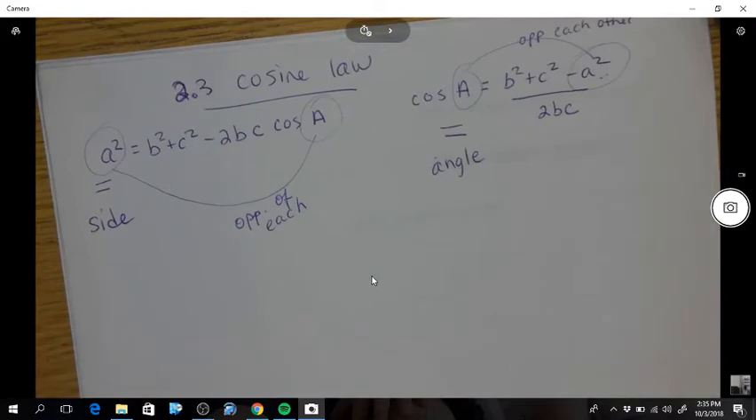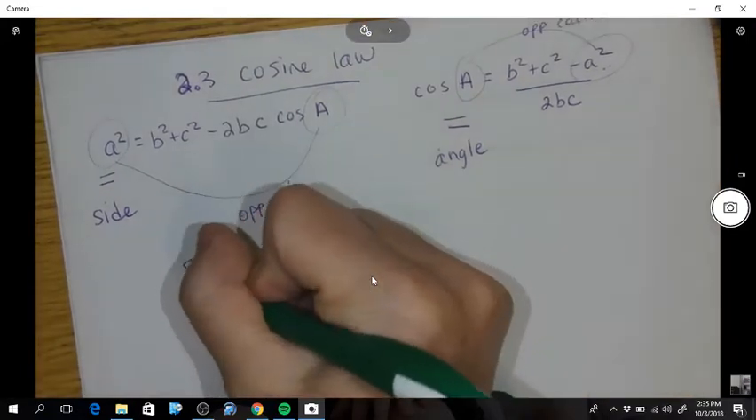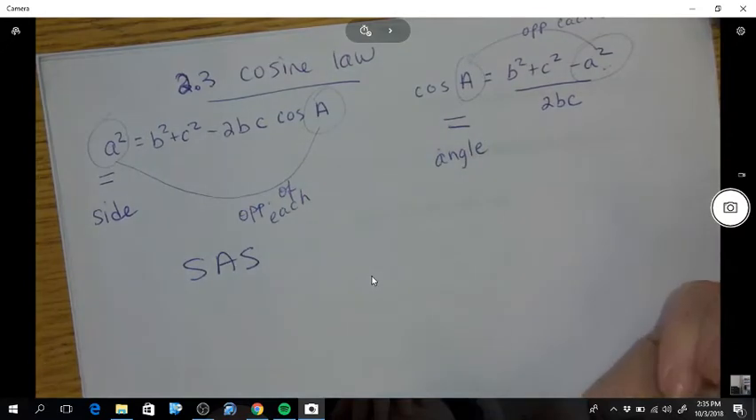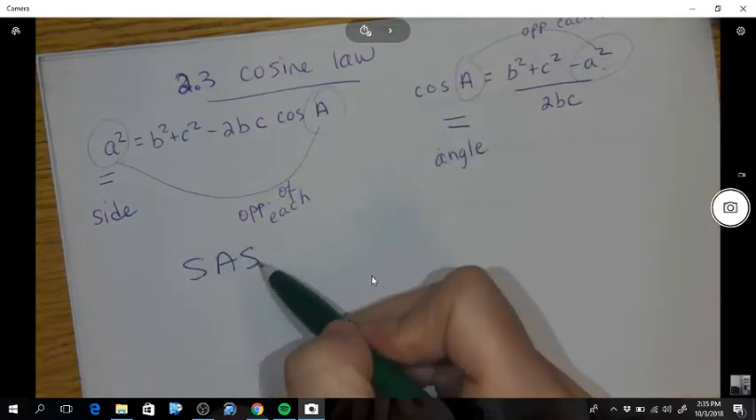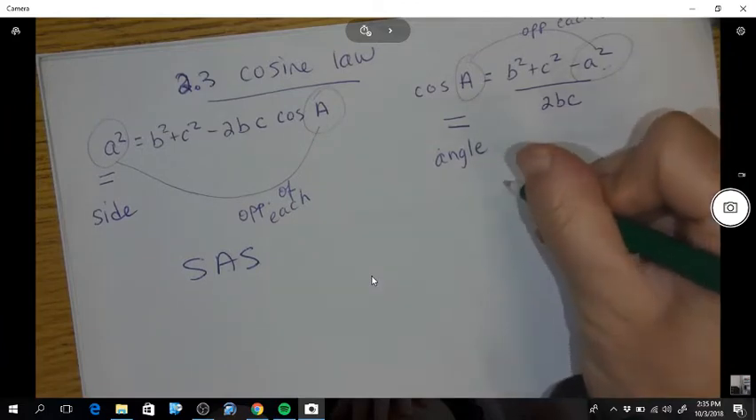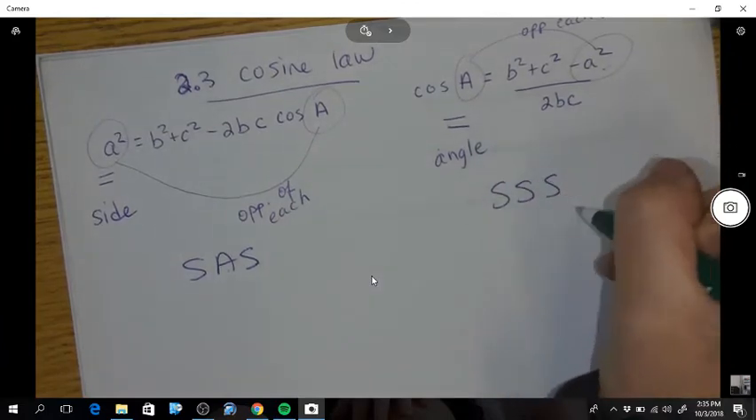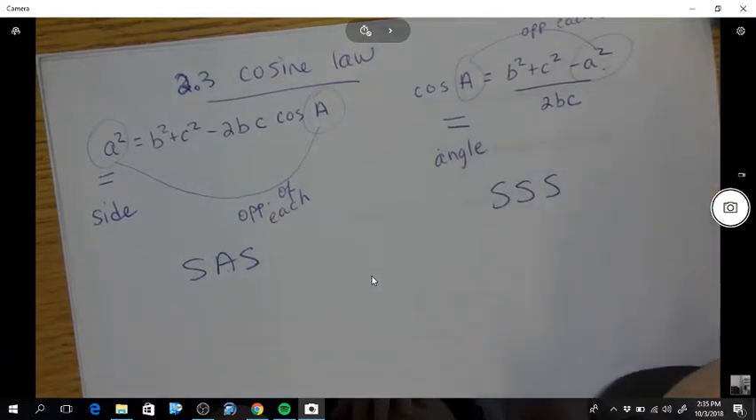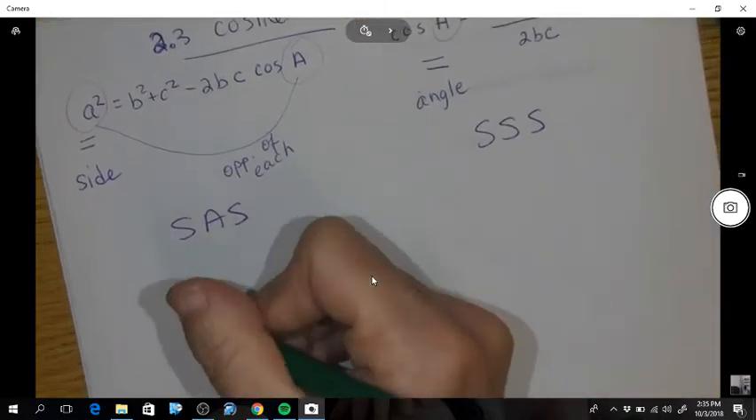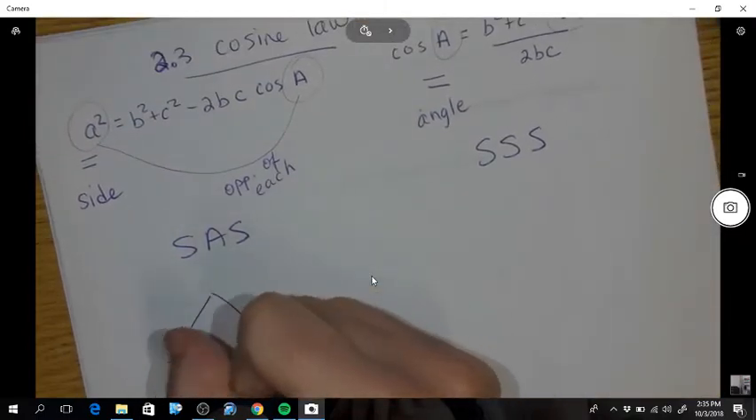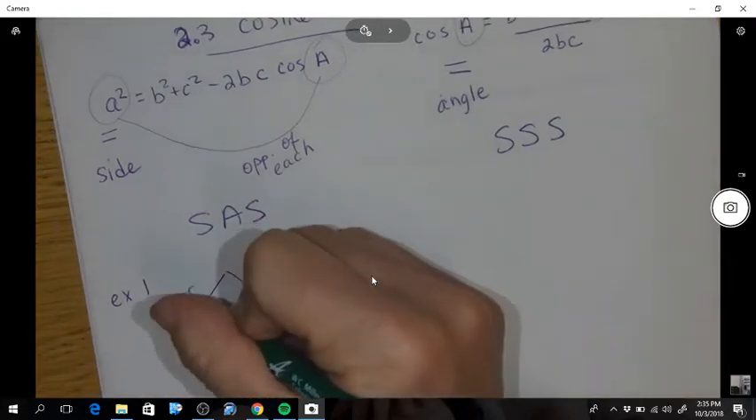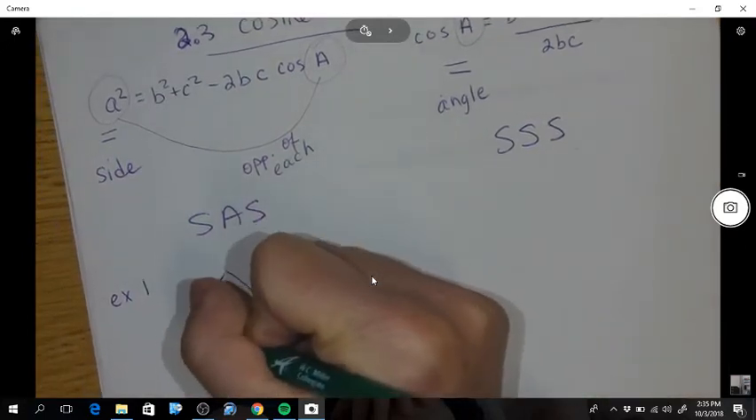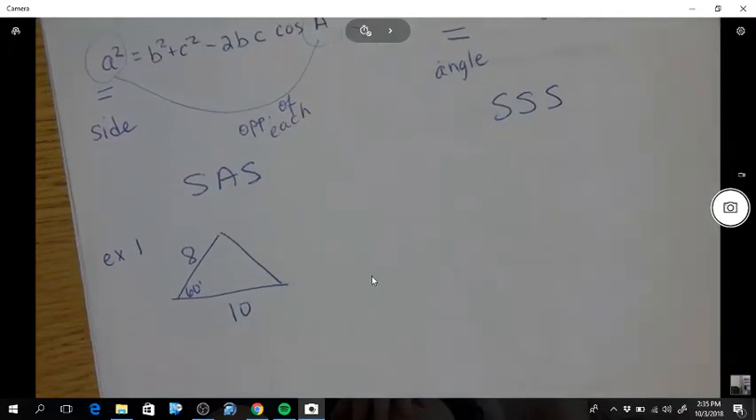Okay, I'm going to tell you that you're going to use this in an SAS situation, which means you're given a side angle side, and you're going to use this when you're given a side side side situation. Okay, so let's look at example 1. I'm going to give you 8, 10, and 60 degrees.